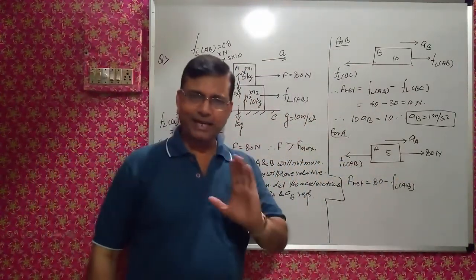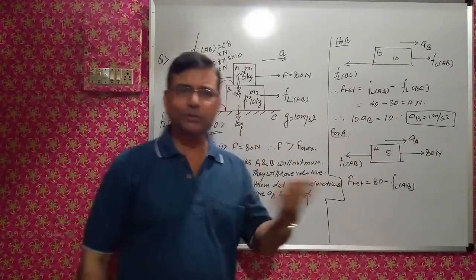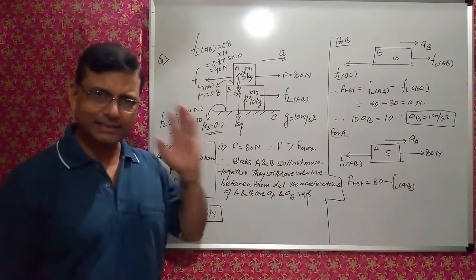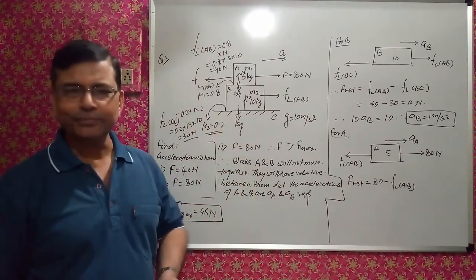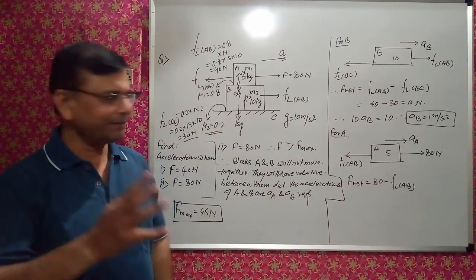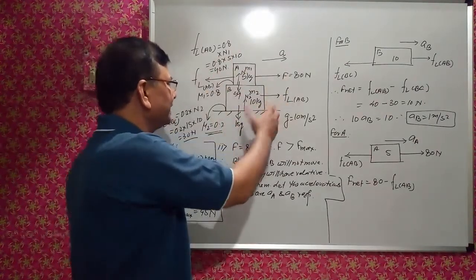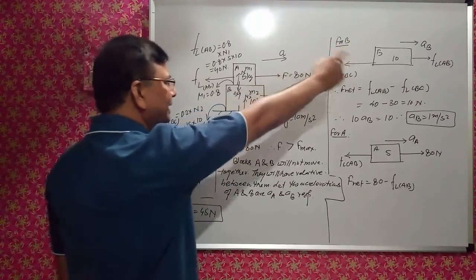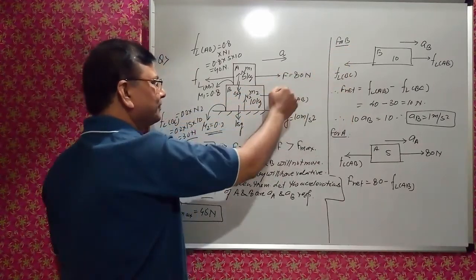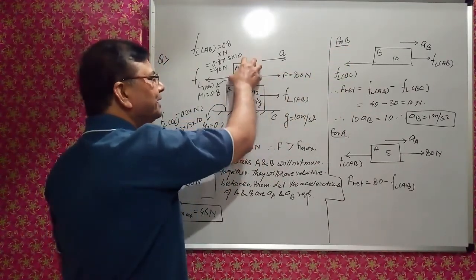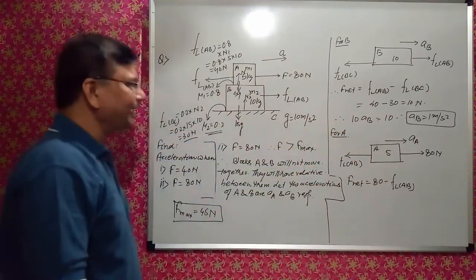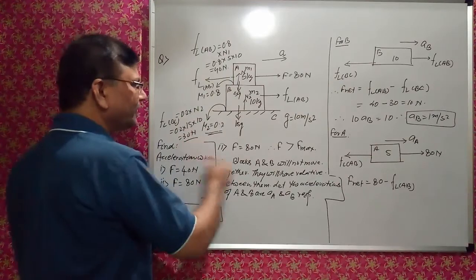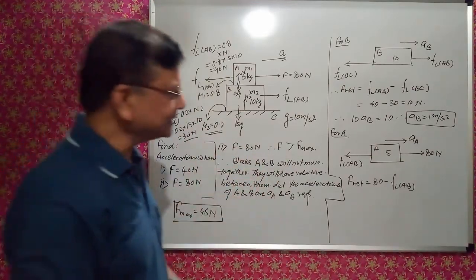Is the point clear? Is it sinking in? Because I have solved a number of problems previously also, there won't be any problem for you to understand the concept and application. There is nothing difficult, we have written everything here, we are only drawing the FBD. We made the FBD of this and found the acceleration of this, and by making the FBD of this we will find its acceleration. Forces are known, FLB is known, FLBC is known, so everything is known, only calculation is there.